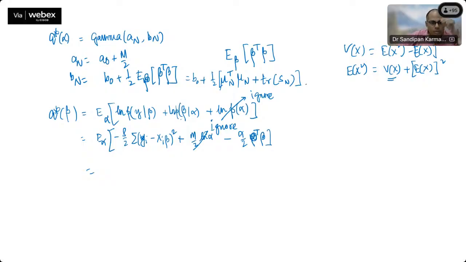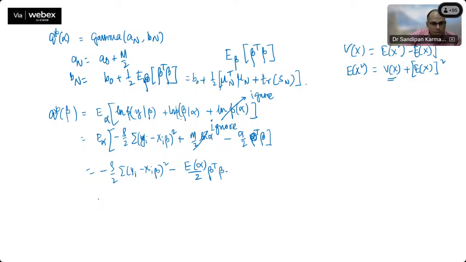So now we are coming to this particular term. Here it does not depend on alpha, so it will be coming as it is: rho by 2 summation of (yi minus xi beta) squared, minus, now here it is having this alpha, so it will be p of alpha by 2 beta transpose beta.